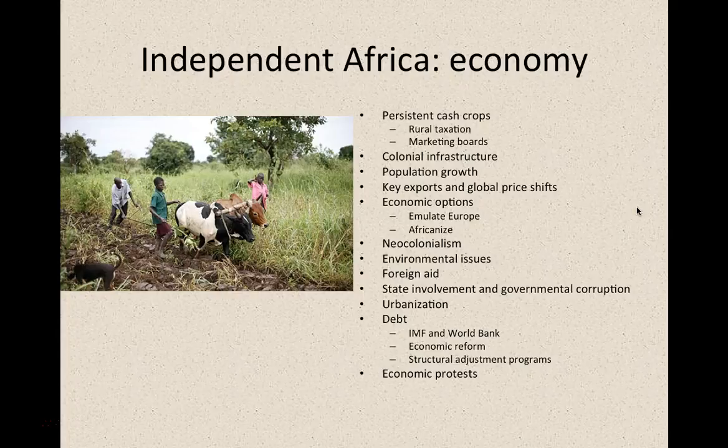Now, the theory here is to use the money that they gain via taxation from the agricultural sector, which was the most productive sector of the economy, to do other things, to build up other parts of the economy, to build factories, to build the infrastructure that would bring Africa into the modern period.